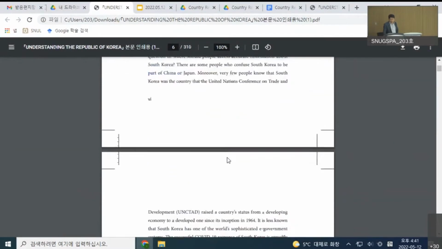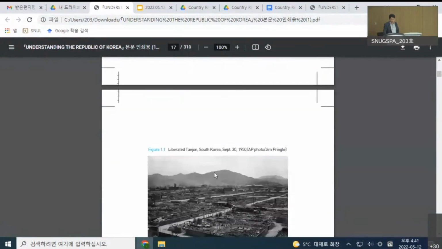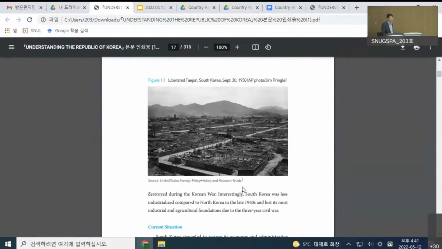Okay, then let me get back to the second topic of today's presentation, which is introducing South Korea: its history, economy and trade, and political system.